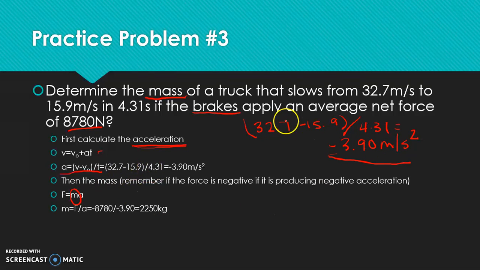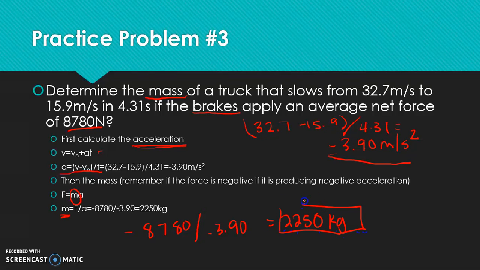So now we take the acceleration and the force and solve for mass down here. So negative 8780 divided by negative 3.90, and you should get 2250 kilograms for that final answer. And probably y'all are wondering why this is negative. So remember that if a force is negative, it has to be producing a negative acceleration. So that makes more sense. If there's that negative acceleration that we got in that problem, that's why that negative is there.